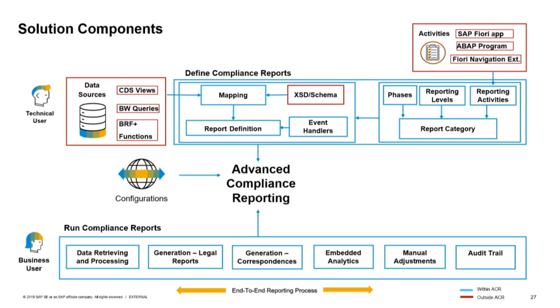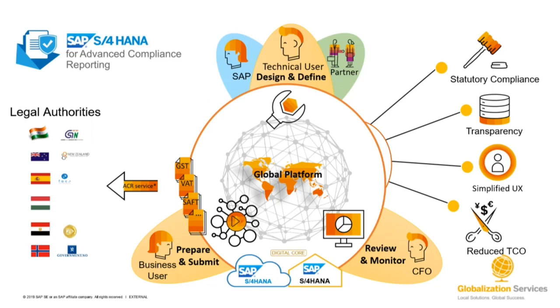And then the advanced compliance reporting here, this is the way to make the configuration. This is the run part of the report. So up to here, this is the development part. This is the configuration part, and this is the execution or run part of the report. So you run the report, at whichever entity level you generate it, go through the analytics part, and finally the audit trail behind this. So that's the full set of components of the solution.